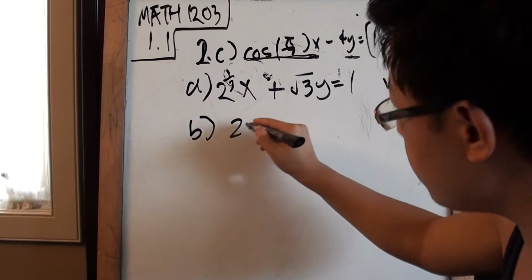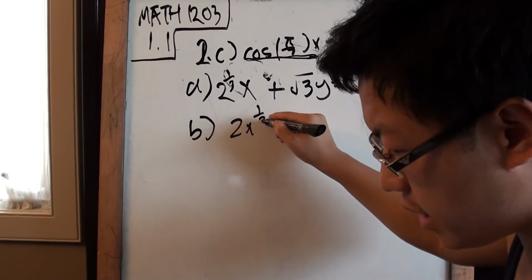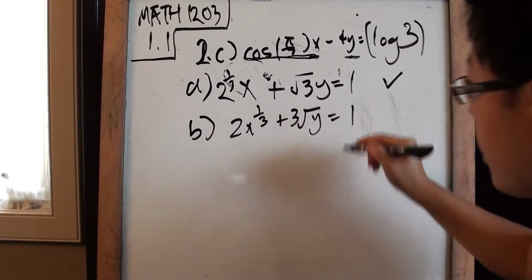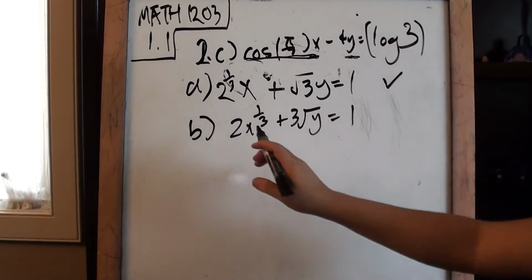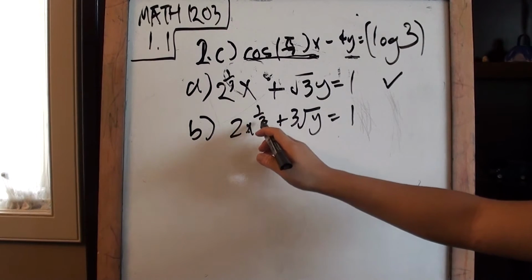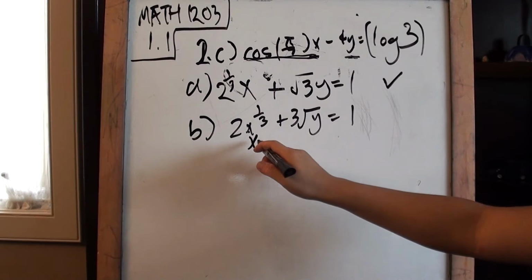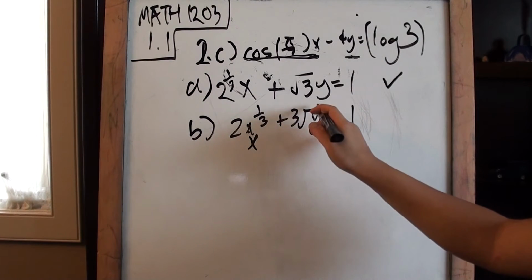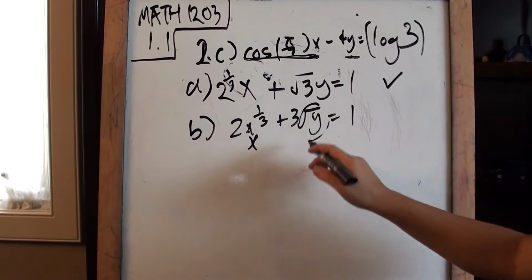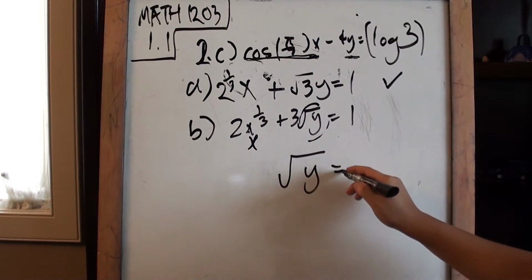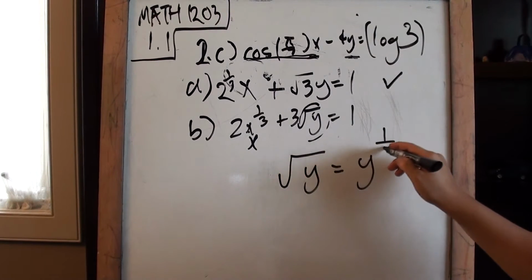B: 2x plus 3 square root of y equals 1. There's a number of problems with this. The x is to the power of 1/3, so it's not a power of 1, which automatically disqualifies this equation as a linear equation. But there's another thing I'd like to point out: the square root of y is the same thing as y to the power of 1/2, right?